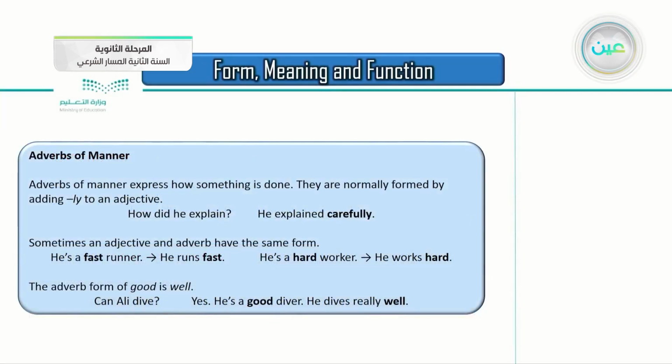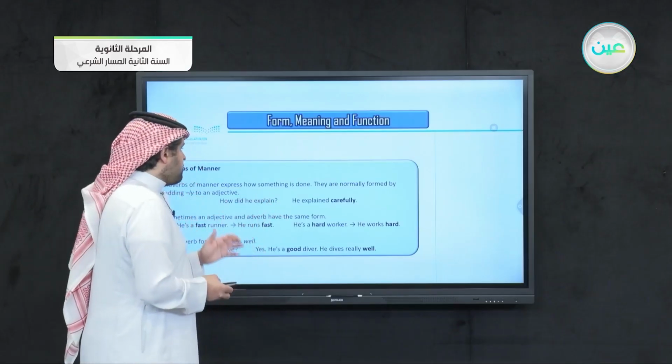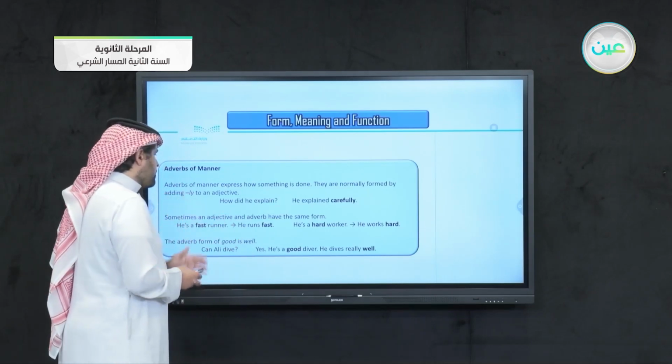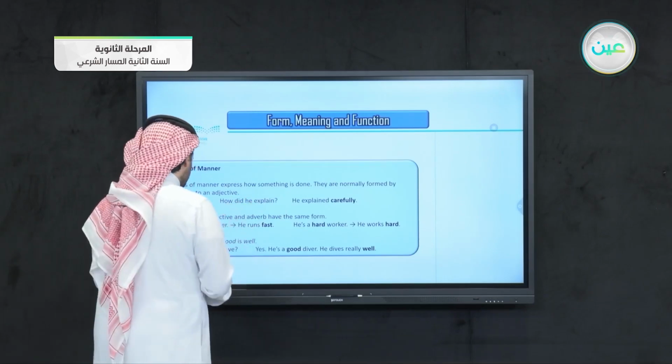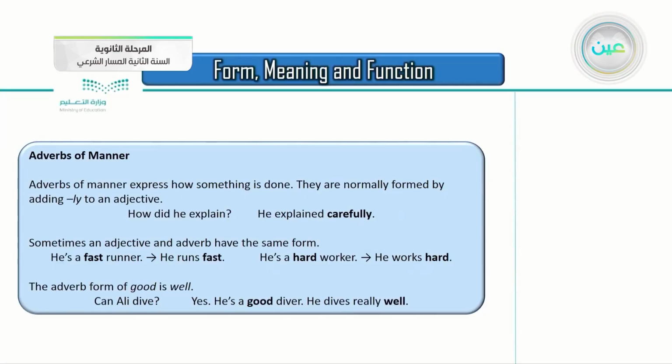Let's take here the adverbs of manner. The adverbs of manner express how something is done. So we are describing the action, how something is done. They are normally formed by adding ly to the adjective. How did he explain? He explained carefully. Sometimes an adjective and adverb have the same form, like fast and hard, as previously mentioned. He's a fast runner. He runs fast. He's a hard worker. He works hard. And remember, we don't say hardly.